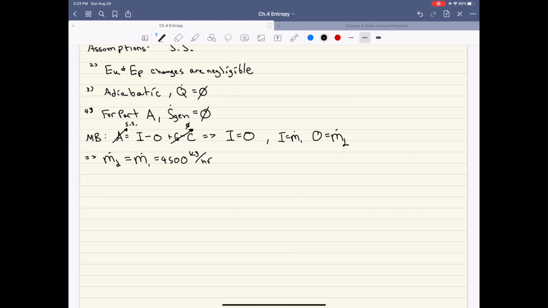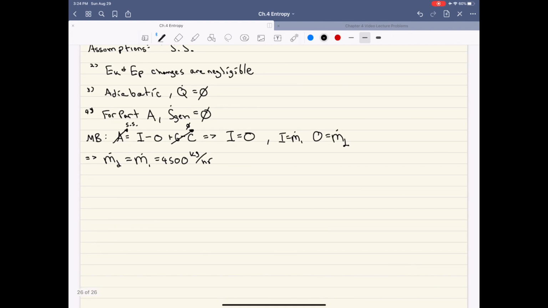So for the material balance, we get that the mass flow rates are the same for both the inlet and the outlet. And that's going to be useful when we're manipulating our energy and entropy balances.